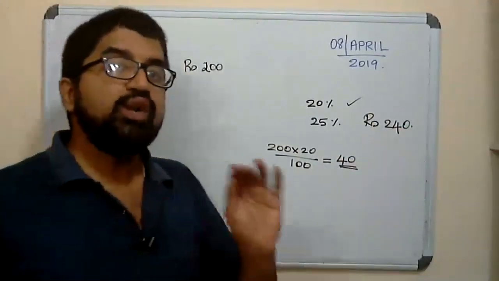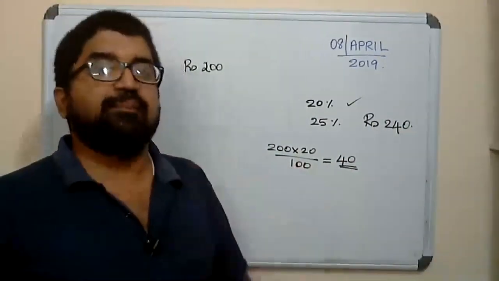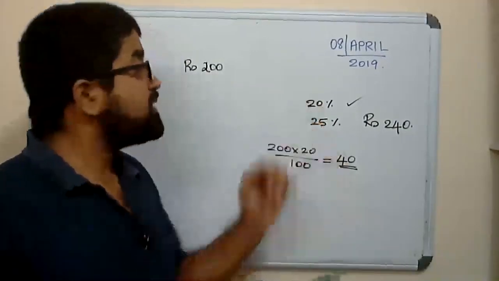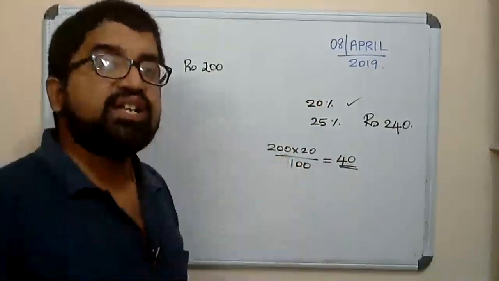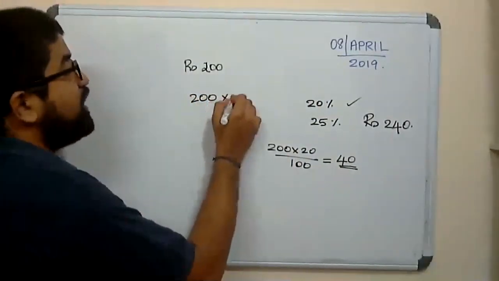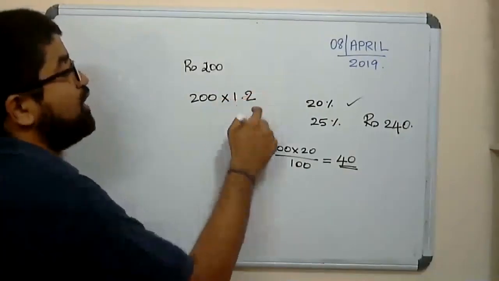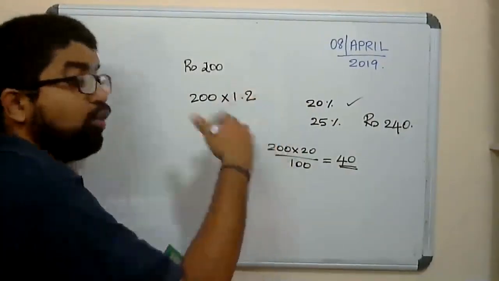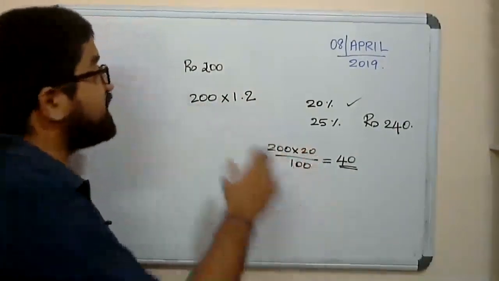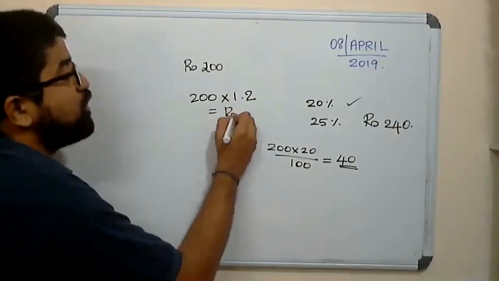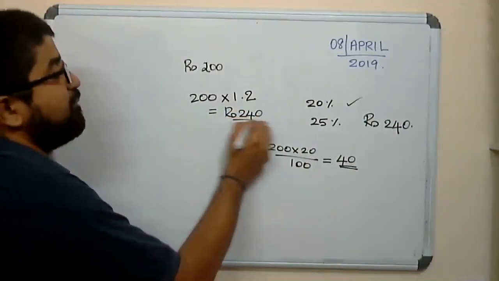Now we can do this in a single step. 200 is the initial amount he has with him. For a 20 percentage increase, just multiply 200 with 1.2. 20 percentage corresponds to 1.2 in terms of that increased aspect. So 200 into 1.2, this value comes to rupees 240.